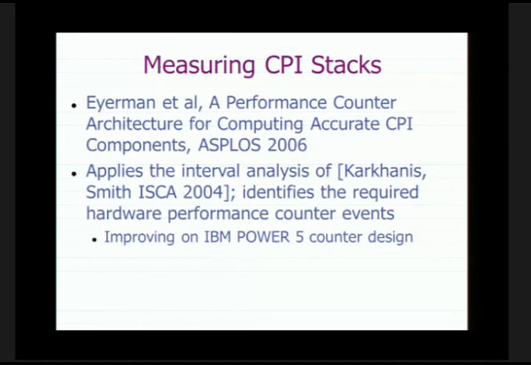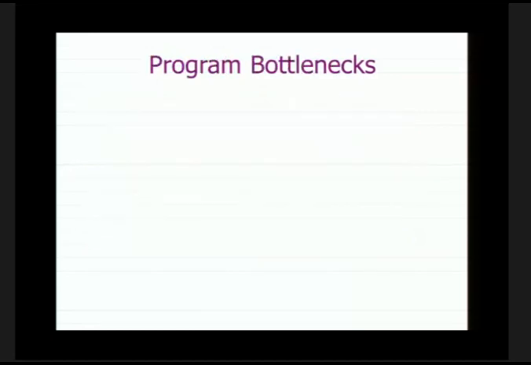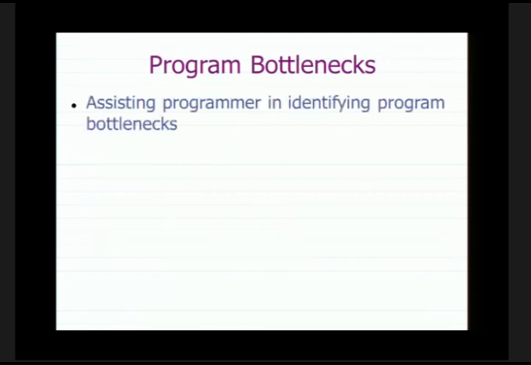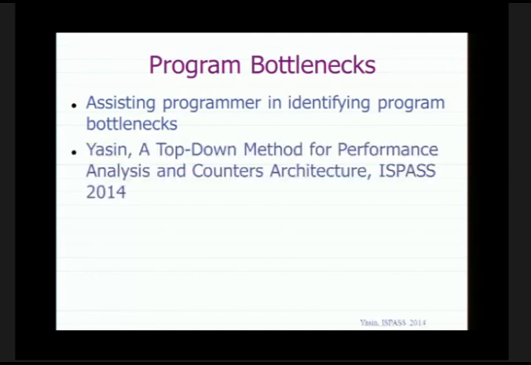So with this picture of the CPI stack, the question that comes next is, you want to be able to do this for program bottlenecks in general, not just for aspects that we could easily understand in terms of the microarchitecture. So the objective of this slide is to talk about another piece of work which is trying to assist programmers in identifying program bottlenecks in general. It's not just trying to highlight problems with the memory system, but a wider variety of program bottlenecks. And this was an ISPASS 2014 paper, essentially out of Intel, which designed the technique called the top-down method for performance analysis and counters architecture.